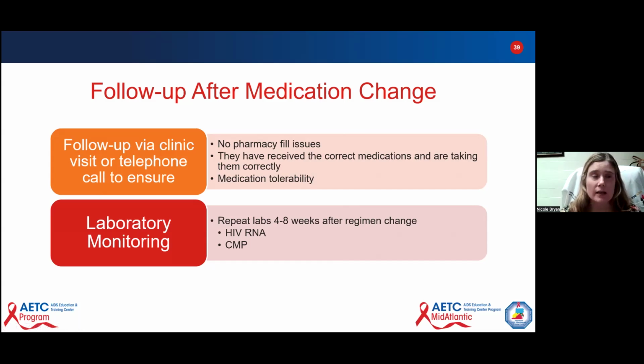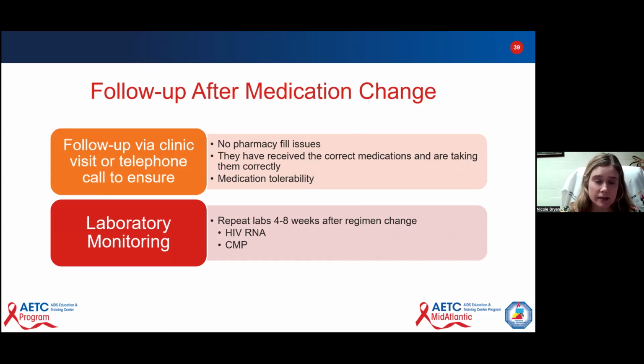Especially if they're used to 2 pills or 1 pill, or if they're used to taking something twice a day and you put them on something that's once a day, make sure that they're aware that you're only supposed to be doing this once a day so they don't get into toxicity. And are they tolerating it? Are they having any side effects or any issues with it?